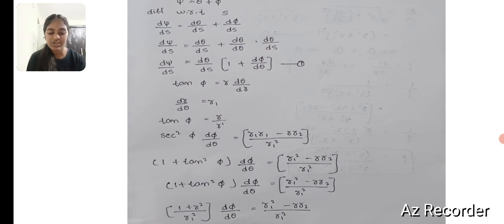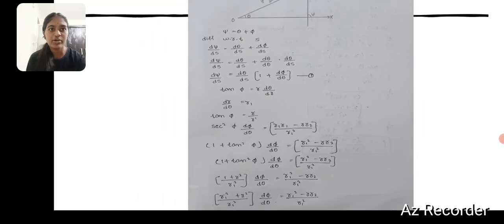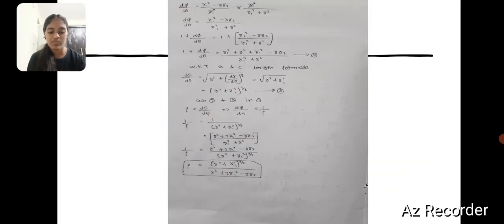d phi by d theta is equal to (r1 square minus r into r2) divided by r1 square, into r1 square divided by (r1 square plus r square), where r1 square and r1 square get cancelled. So d phi by d theta is equal to (r1 square minus r into r2) divided by (r1 square plus r square).